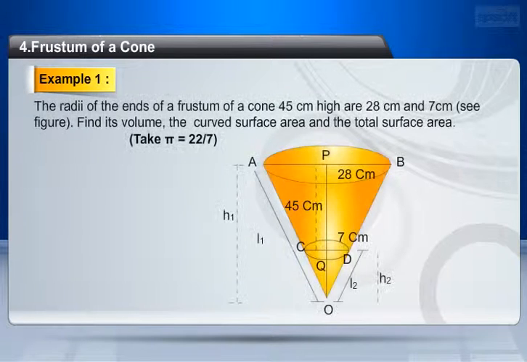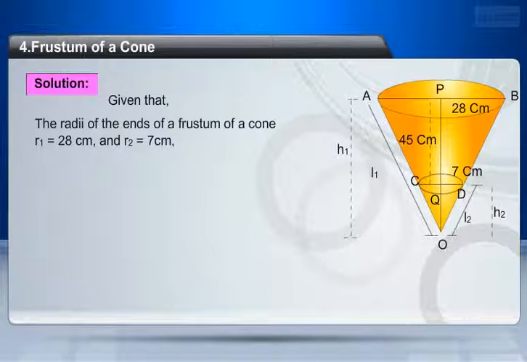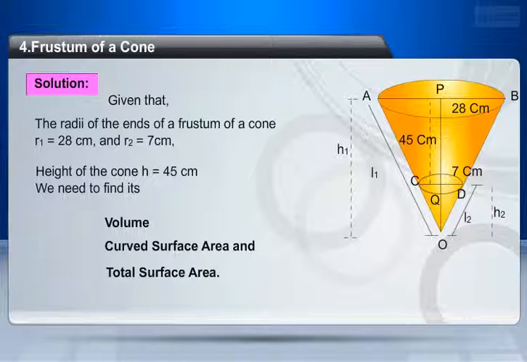Example 1. The radii of the ends of a frustum of a cone 45 cm high are 28 cm and 7 cm. See figure. Find its volume, the curved surface area, and the total surface area. Take π equals 22/7. Solution. Given that the radii of the ends of a frustum of a cone r1 equals 28 cm, and r2 equals 7 cm. Height of the cone h equals 45 cm. We need to find its volume, curved surface area, and total surface area.